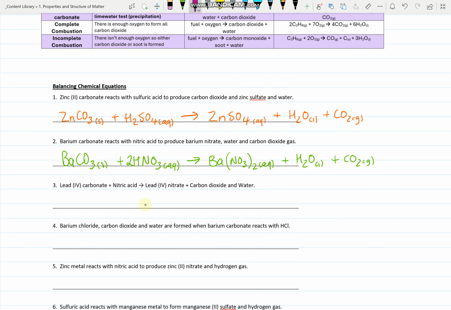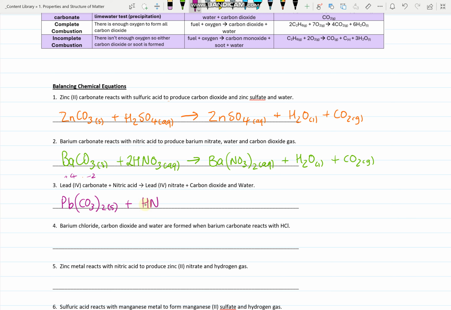Right, so lead tells me it's 4 plus, carbonate's 2 minus. The ratio that they come together is 1 to 2, I should say. So 4 plus, 2 minus. And so you go, all right, I need 2 carbonates to match that 4 plus. So you go brackets, I need 2 lots of the carbonate. And then this is going to be a solid.